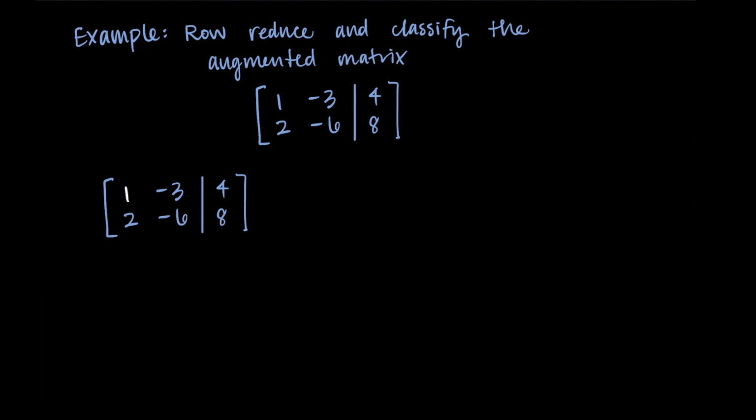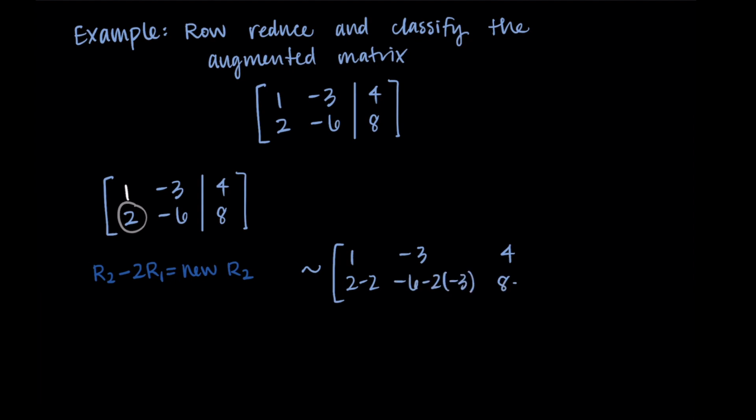So with this matrix, I already have a 1 in the first position, so that is good. So I want to get a 0 in the spot below it. So I want to make this 2 into a 0. In order to do that, I need to subtract 2. So I'm going to do something like the second row minus 2 of the first row. So in that second row, we're going to do 2 minus 2. Then we'll do -6 minus 2 times -3. And we'll do 8 minus 2 times 4. So I'm taking that first row and multiplying it by 2 and subtracting it from the second row.